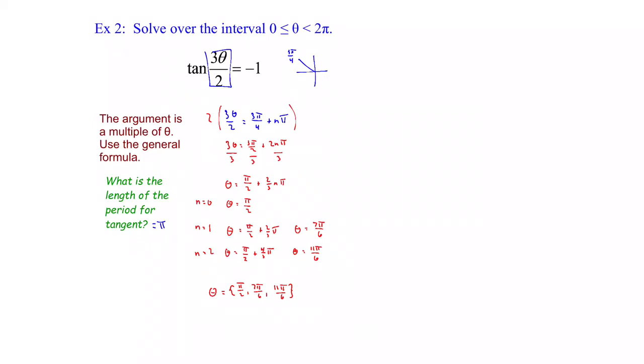So just remember, sine and cosine have a period of 2 pi, but tangent has a period of pi. So when you go to use your general form, if you're dealing with tangent, it's plus n pi. If you're dealing with cosine or sine, it would be plus 2n pi.